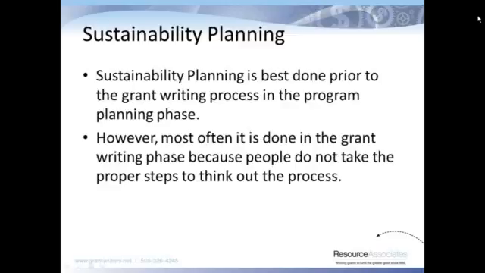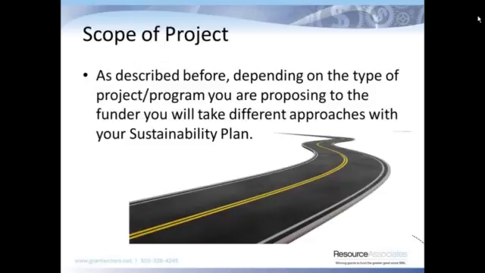Sustainability planning is best done prior to the grant writing process in the program planning phase. However, most often it's done during the grant writing phase, and generally that's because it's an evaluation criteria where the funder is asking you to address this and asking you to tell them what your plan is to keep the project going without their help.